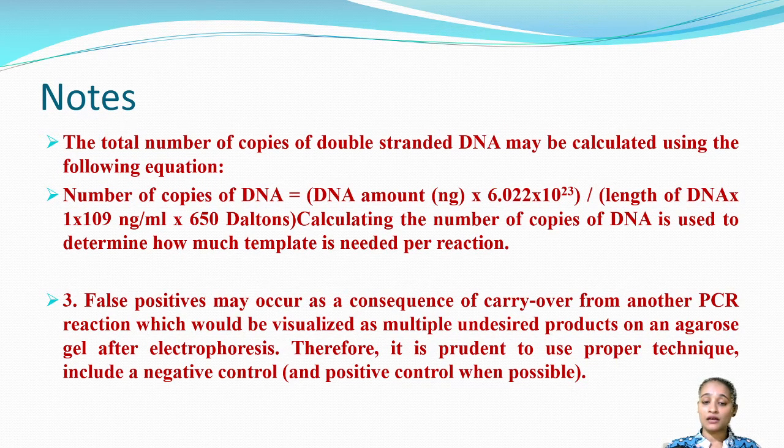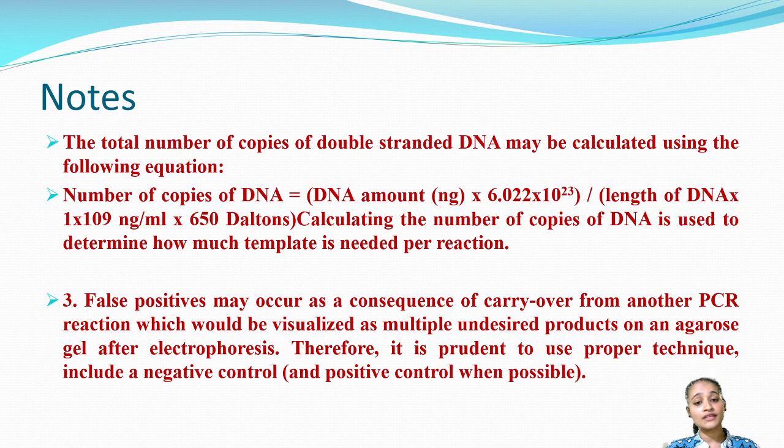False positives may occur as a consequence of carryover from another PCR reaction, which would be visualized as multiple undesired products on an agarose gel electrophoresis. Therefore, it is very important to use a proper technique, including a negative control and a positive control when it is possible. So how will you detect false positives? When you are performing a new PCR, PCR tends to show some false positive results from carryover from another PCR reaction.